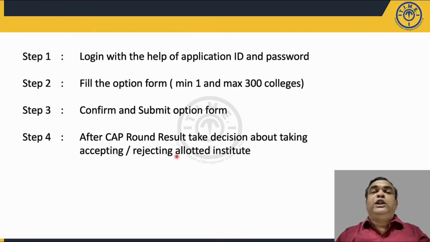Now, how should I fill the option form? As I said, you have to fill minimum 1 college, maximum 300 colleges. You have to fill the option form very wisely. There is no point in filling 300 colleges because not so many good colleges are available. So generally we ask students to fill around 30-35 colleges or maximum 40 colleges. Beyond that, there is no point. But there is a way to fill this option form that is very, very important. I'll show you.